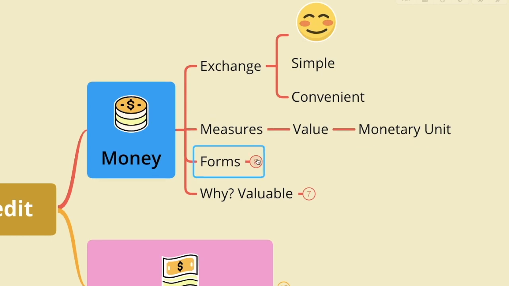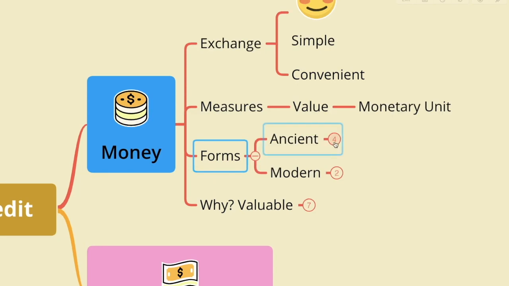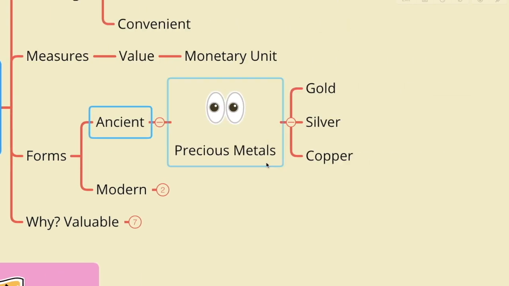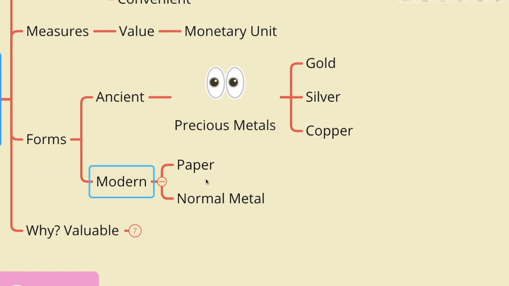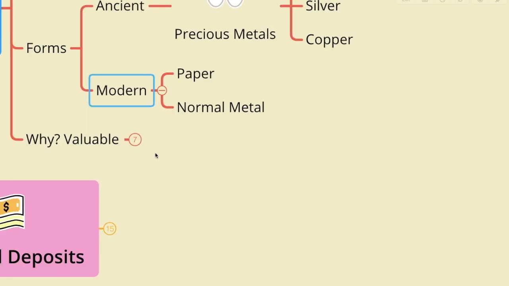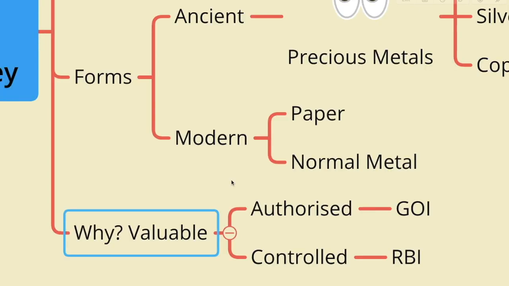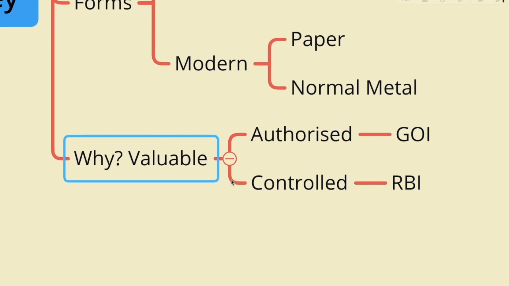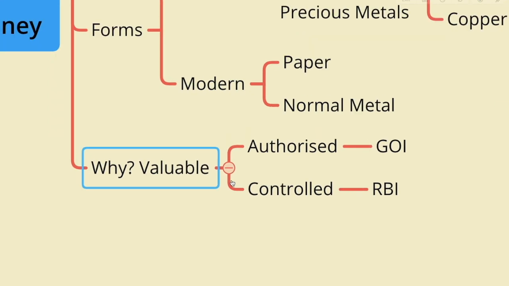There are different forms of money. In ancient times, money was made from precious metals such as gold, silver and copper. In modern times, we use paper money. Then why is it so valuable? One, it is authorized by the Government of India and it is controlled by the RBI, that is the Reserve Bank of India.